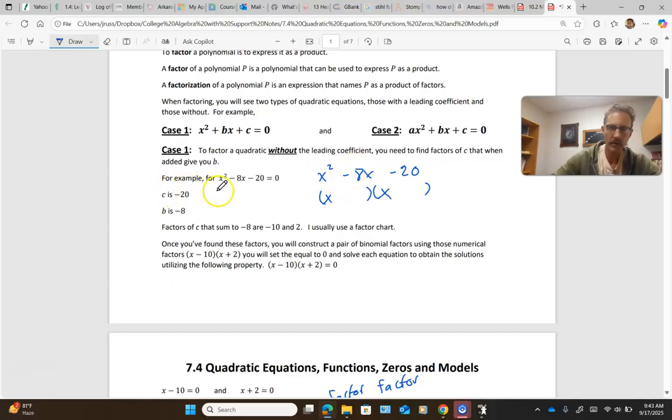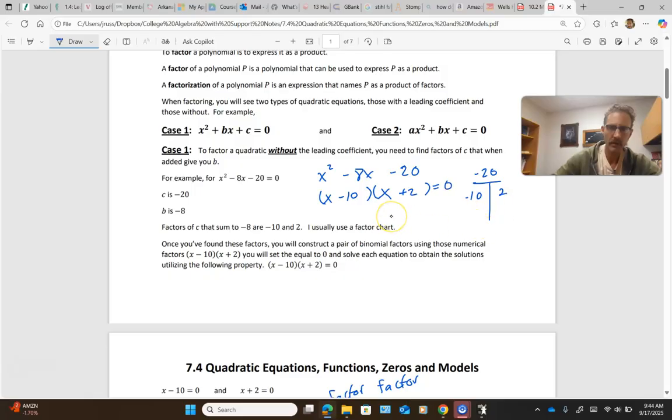And so you figure out that usually people will make a little chart. They'll say, okay, I'm trying to think of two numbers that when multiplied give me negative 20, but when combined give me negative 8. And so there's only going to be one choice. It's negative 10 and positive 2. Those multiply to give negative 20 and add or sum to give negative 8. And so once you determine what those two numbers are, you simply plug them into your binomial factors. And now you have it in factored form.